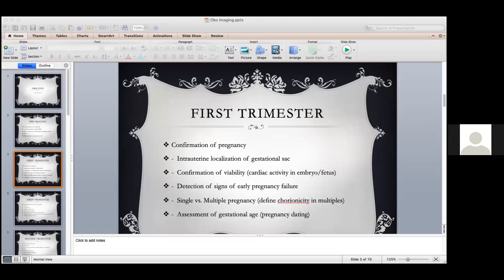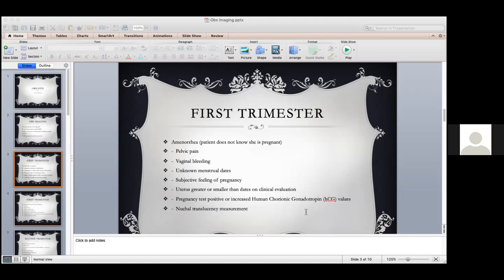Then we also want to detect any signs of early pregnancy failure. This especially happens for those mothers who come in with bleeding. So if they are bleeding, you want to make sure that all is well. So you may find the fetus is there, but it has no fetal activity, or there is no fetus at all, or the gestational sac is irregular and no fetus. So you may find those features of failure of pregnancy. You also want to determine how many fetuses are there. So is it single or is it a multiple pregnancy? And you want to assess age. You want to date the pregnancy.